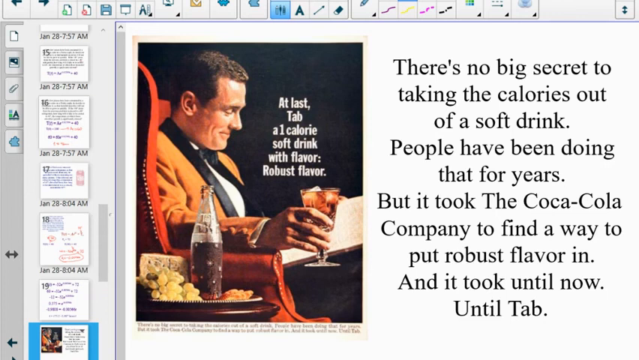I love this ad from the 70s. This fine gentleman with his bow tie and smoking jacket, with this fancy looking cheese and grapes and crackers, as he drinks his Tab Cola from a lovely glass goblet.